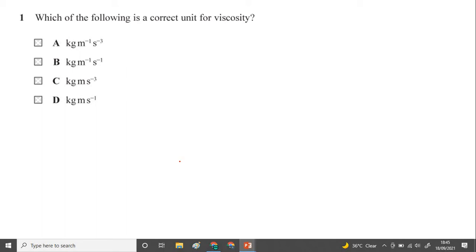Which of the following is a correct unit of viscosity? That means we need to look for the formula for viscosity, and viscosity is in the formula of drag force, which is F equals 6 pi eta r V. We need to find the unit of viscosity, so make eta the subject. So eta is equal to F divided by r V.